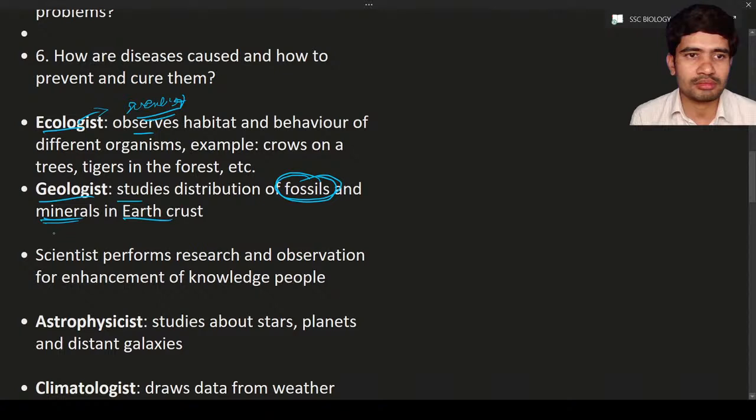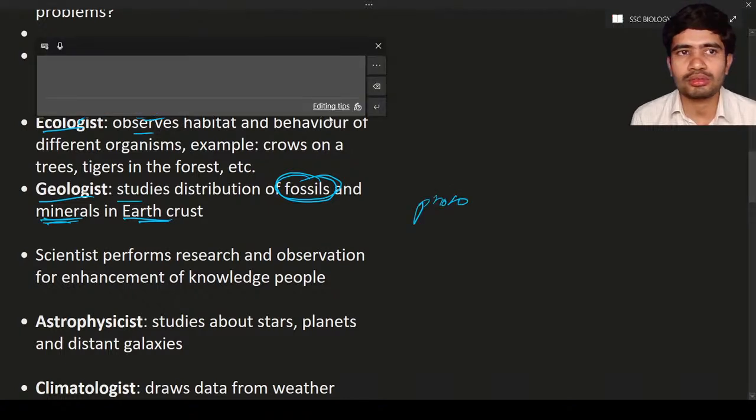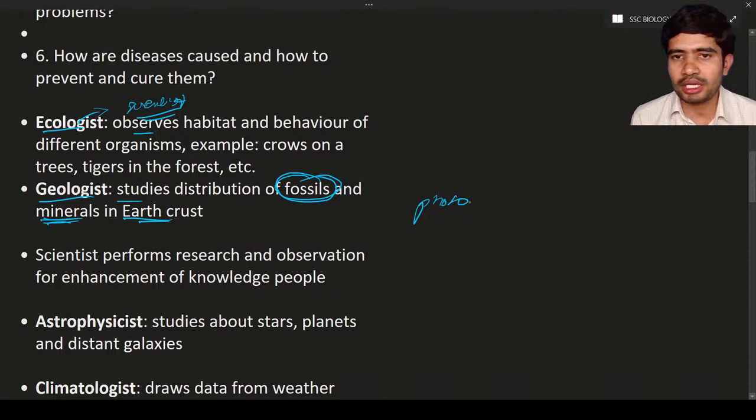Okay, so next, a scientist performs research and also observation. Research is finding out something new out of what is already present. For example, if you want to know more about photosynthesis, what will you do? You will study it, do some research in it, and find many things which are not yet discovered. That is known as research. Research means finding out new things from what is already known.